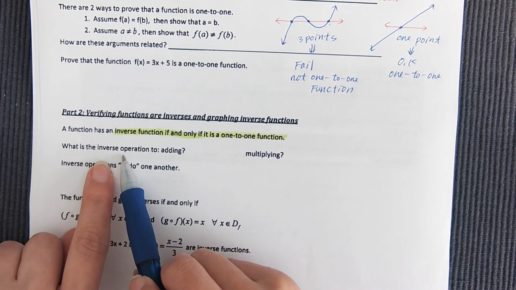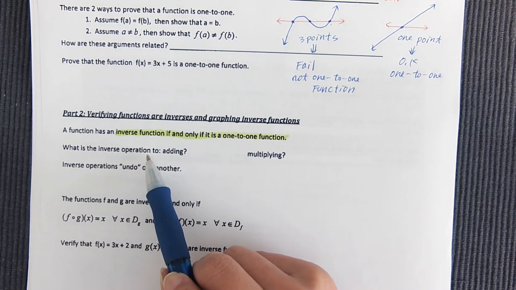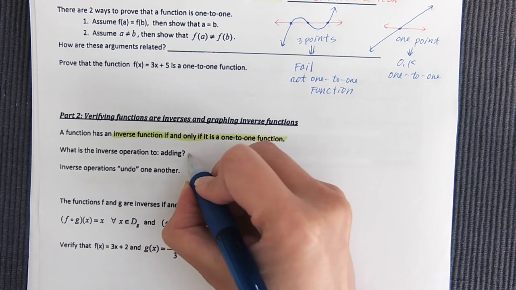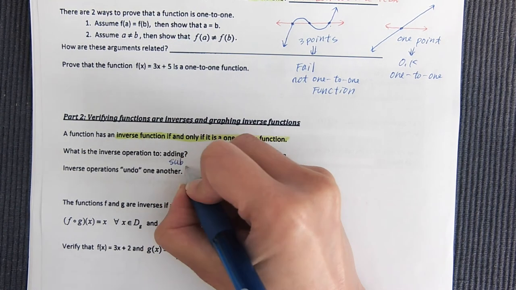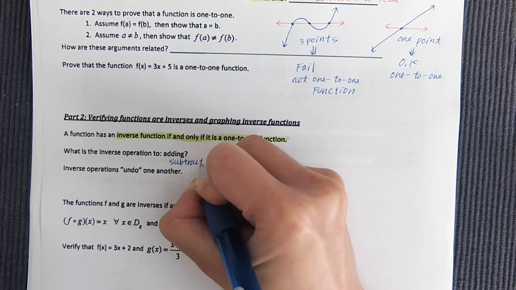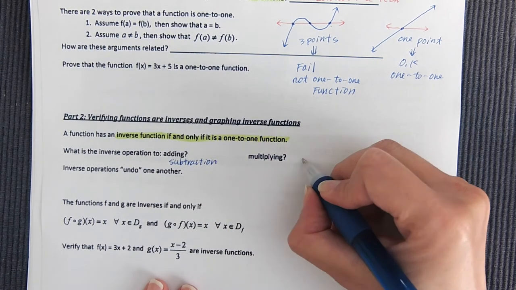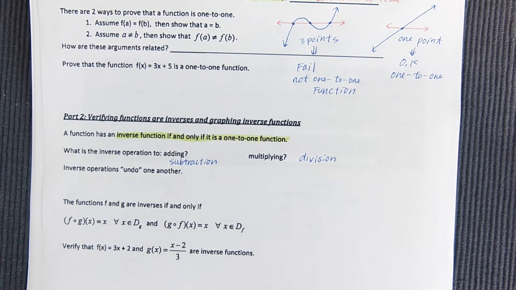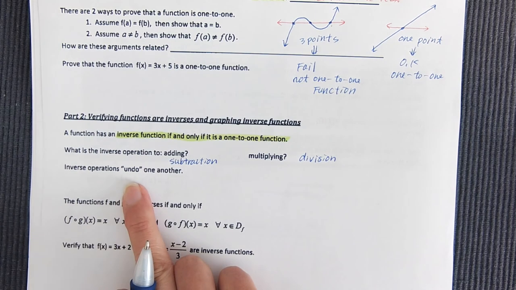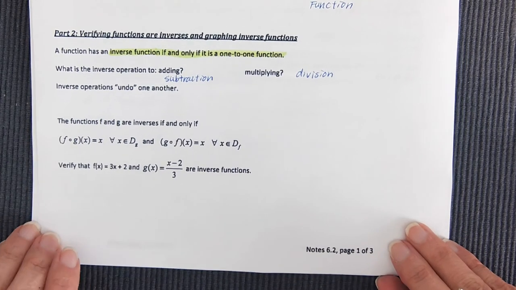What is an inverse? If you have addition, what's the inverse of the operation? The opposite of addition is subtraction, right? What's the opposite of multiplication? It's division, right? So the operation gets undone. That's what inverse means. Let's do this example.